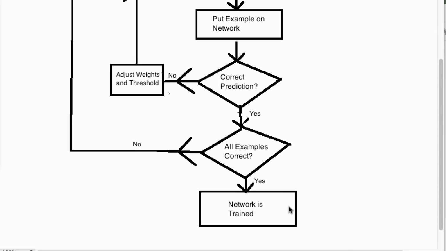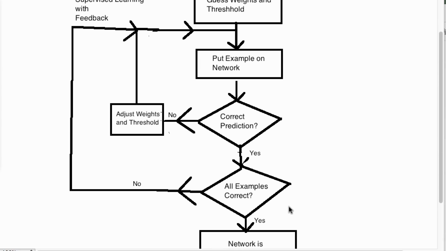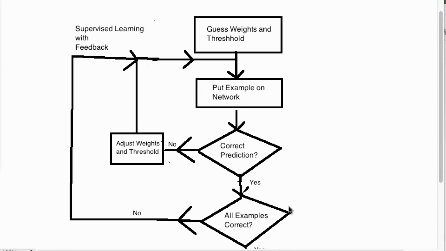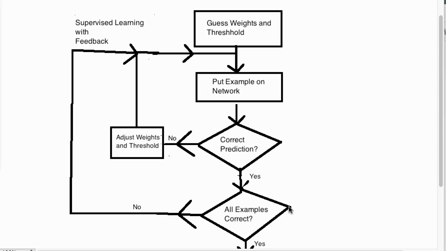Now, this drawing here is a little bit misleading for the following reason. Is it possible that you can't train the network? In other words, is it possible that no matter how many times we adjust the weights, and we keep doing this, we're not going to be able to predict all of the examples correctly? And the answer to that is yes, that is possible. There are several reasons for this.